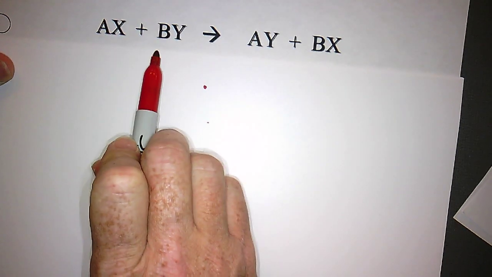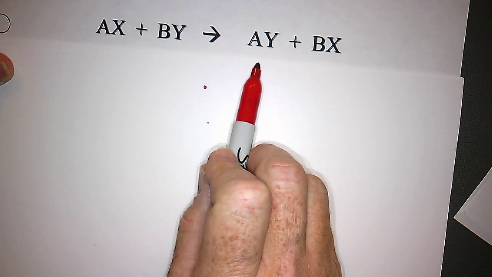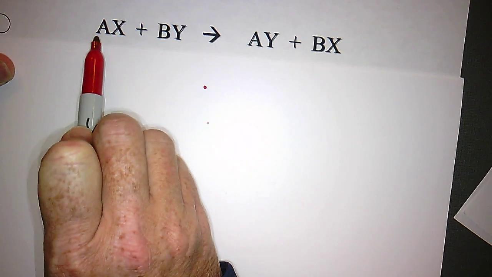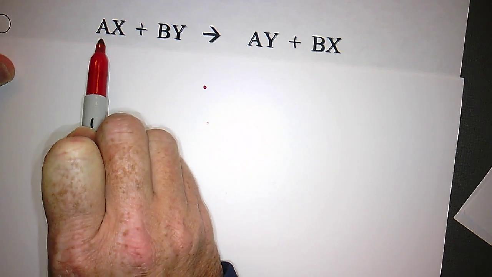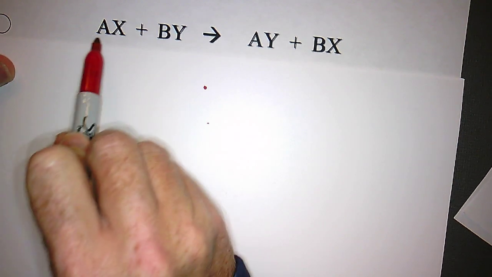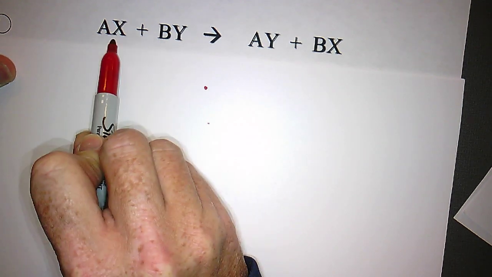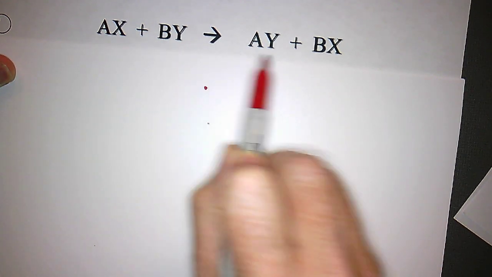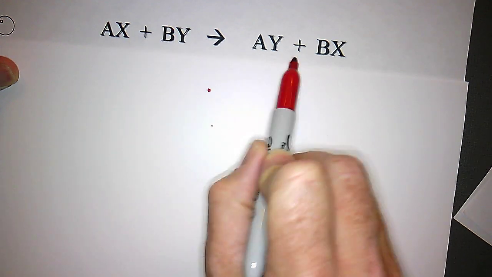You have AX and BY, and then it gives you AY and BX. But if you notice, because we always write the positive thing first, a positive always goes with a negative. So you wouldn't end up with AB and XY. The positive goes with this negative, and the positive goes with this negative, okay?